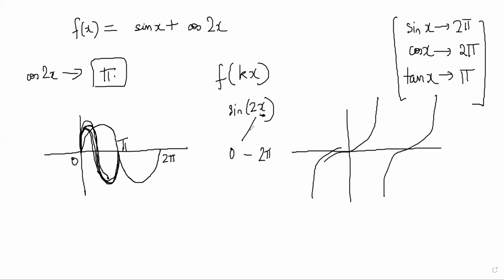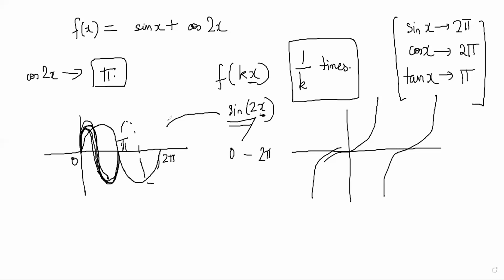So multiplying the x with some constant k basically shrinks or contracts the graph, by 1 by k times. So then the period of the sine becomes pi only. This period becomes pi, because it will start repeating after pi now. You will have another graph like this.